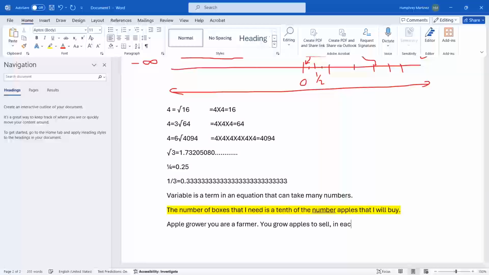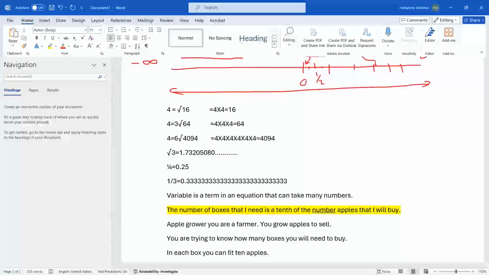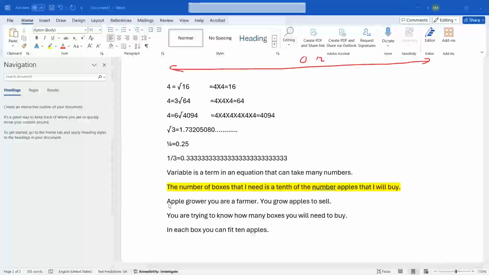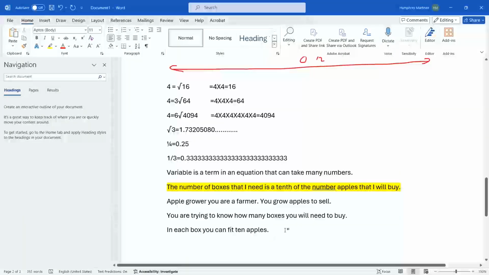You are trying to know how many boxes you will need to buy, and you know that in each box you can fit 10 apples. Then the answer to this question is what is in yellow: the number of boxes. You know that you grow apples, but you don't know how many apples you will grow.